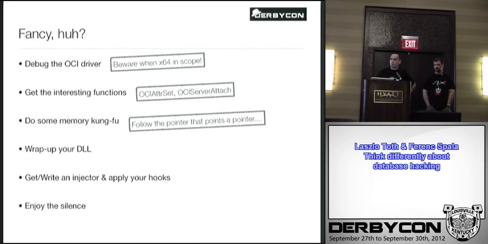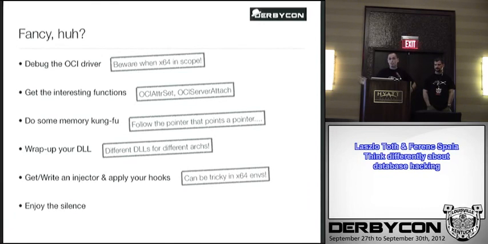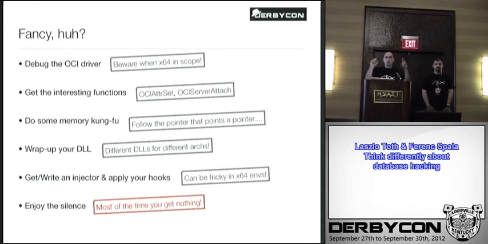OCI is written in C, so you have to do some memory kung fu. You will find a lot of pointers in the OCI driver. But that's all. You can implement your own versions of these functions. You can wrap up your DLL, write or download a piece of code for injecting and function redirection, and that's all. But the problem is, in most cases you will get nothing, because you inject the connect functions, so you have to wait for the user to enter his credentials. If you miss that, you will get nothing. So it's not worth talking about at DerbyCon.